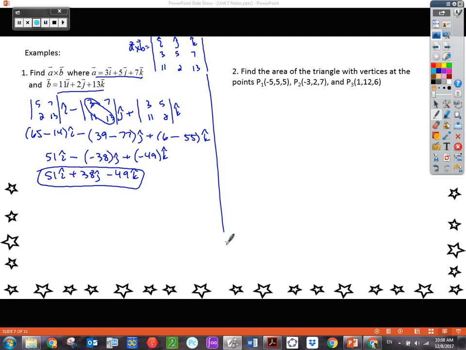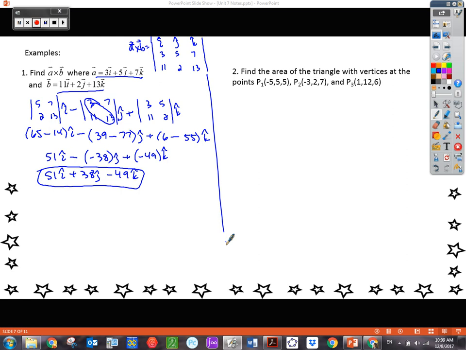All right, so let's take a look at the second problem. The second problem is an application of a cross product. What it wants us to do is to find the area of the triangle with vertices at those points, P1, P2, and P3. And so let's think about that for a second. We just talked about we could use a cross product to find the area of a parallelogram, right, that was created by two vectors. What would we do if we wanted the triangle?